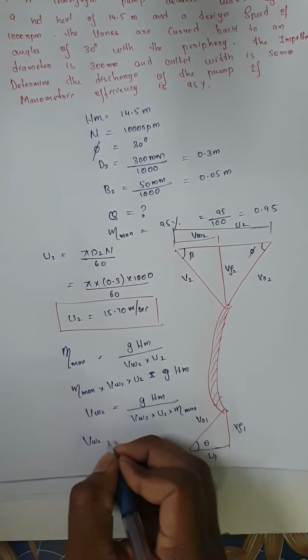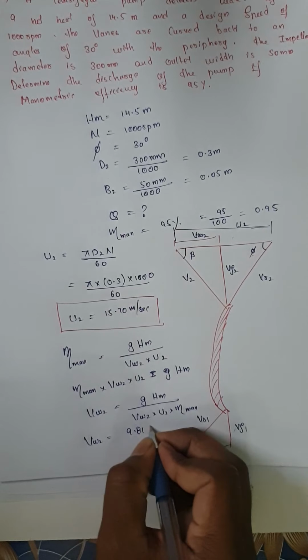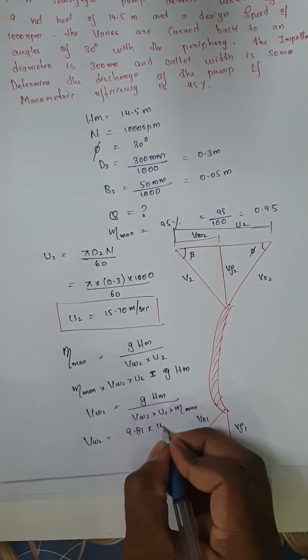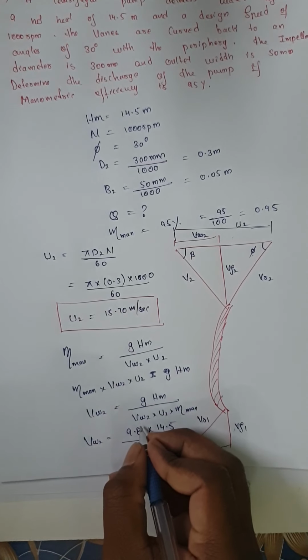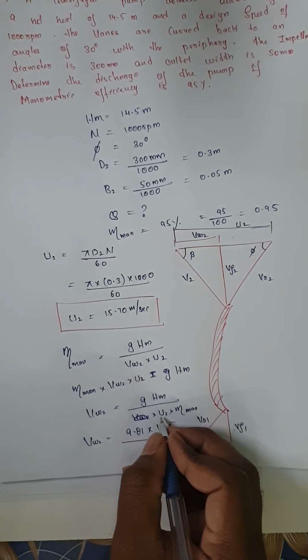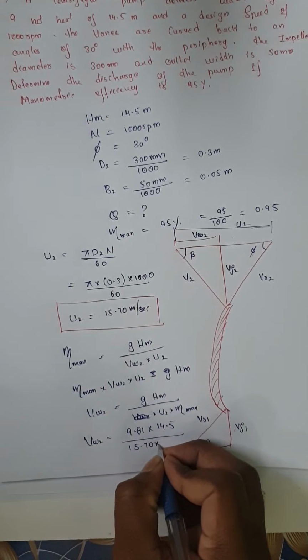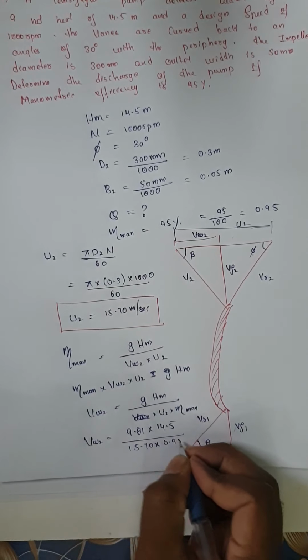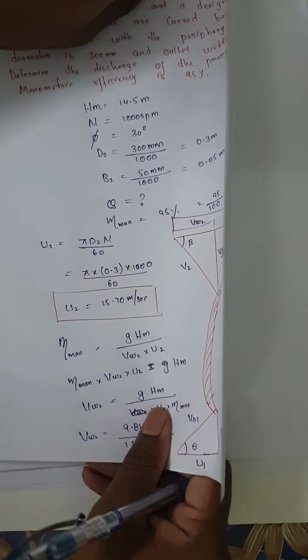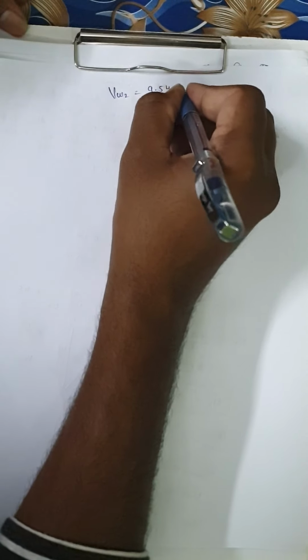So you have to substitute the values. G is 9.81. Hm is given in your question, 14.5. Vw2 only you have to find out. U2 value you just got, 15.70. Manometric efficiency is 0.95. If you solve this, you will get the value of Vw2. Vw2 is equal to 19.54 meter per second.